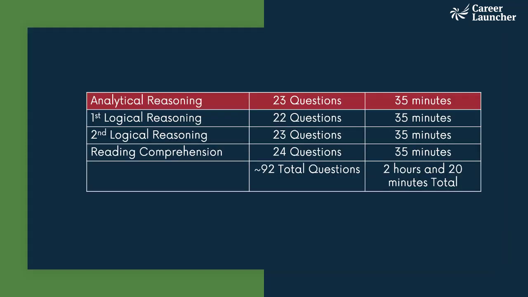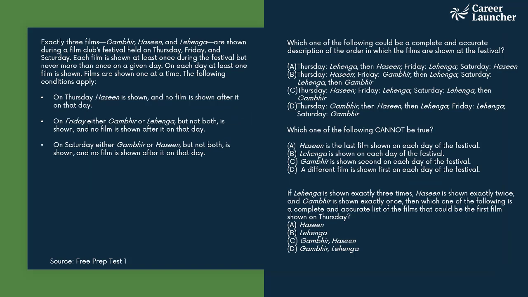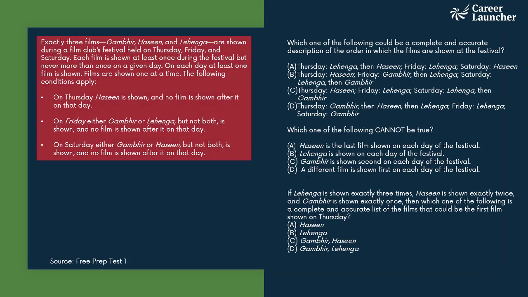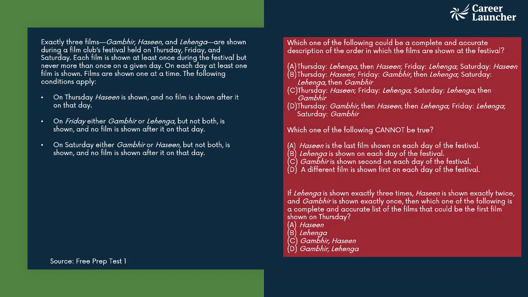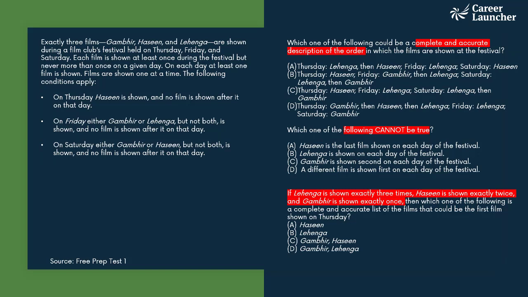Let's look at analytical reasoning. What you find in an analytical reasoning question looks like this. You have a setup which has some information, followed by questions. The question will ask you to do certain specific tasks. One kind of question would sound like this: which of the following could be a complete and accurate description of the order in which the films are shown at the festival? This is what I will call a list question. Based on the rules given in the setup, can you identify something that is consistent with those rules, a complete order? The second type of question: which of the following cannot be true? Based on the information given in the setup, can you make inferences and deductions? Number 3 is a type of question which will give you additional information.